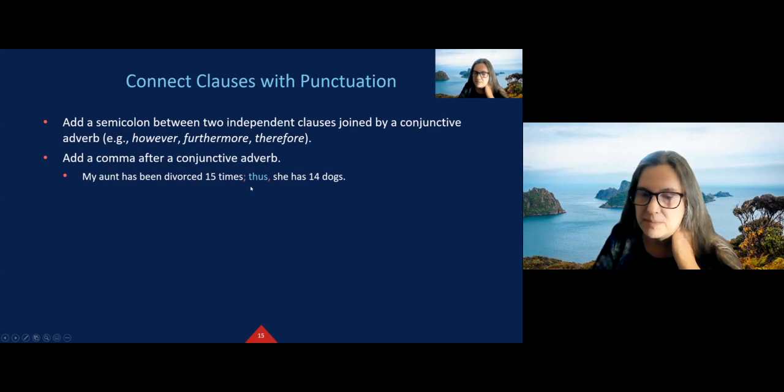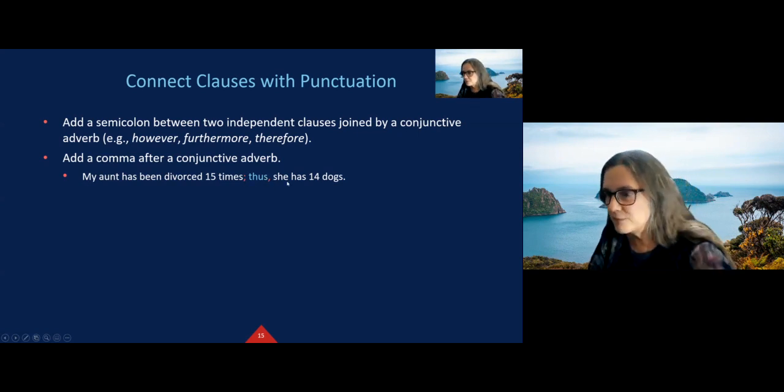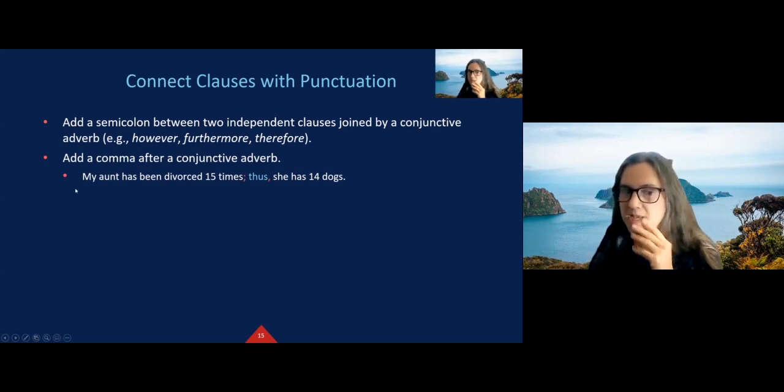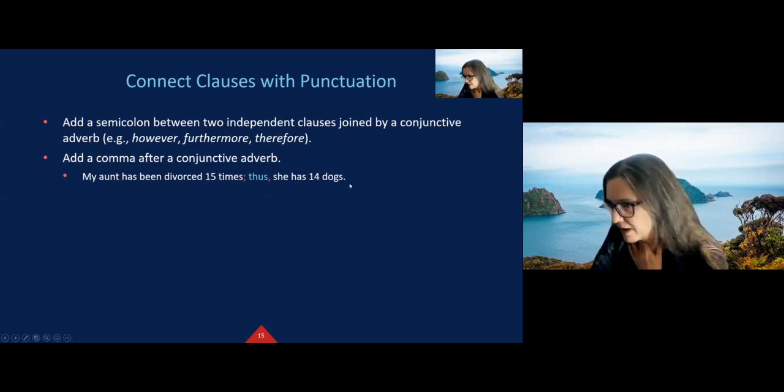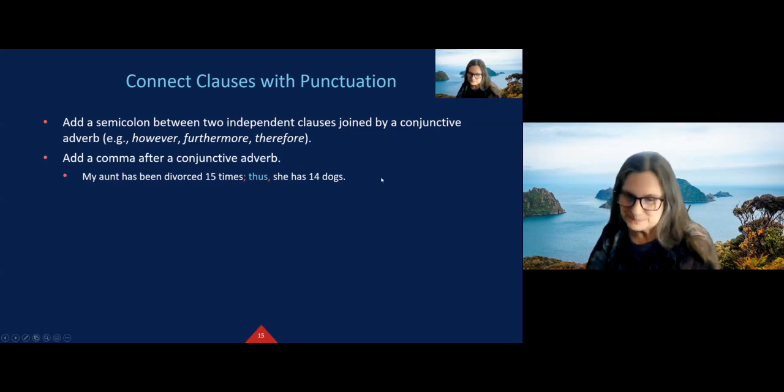So here's an example. "Thus" is the conjunctive adverb, semicolon before it, comma after it. Because while it's connecting, it's also creating a little break and transitioning from one idea or one aspect of an idea to another. My aunt has been divorced 15 times; thus, she has 14 dogs. So she adopts a dog every time she gets divorced, I guess.